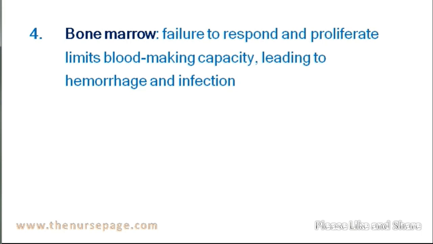Next one is bone marrow failure to respond and proliferate, which limits blood making capacity. It leads to hemorrhage and infection. So after the transplant, at 10 to 28 days, normally the transplanted bone marrow starts to work. If it fails to work, it will lead to hemorrhage and infection.